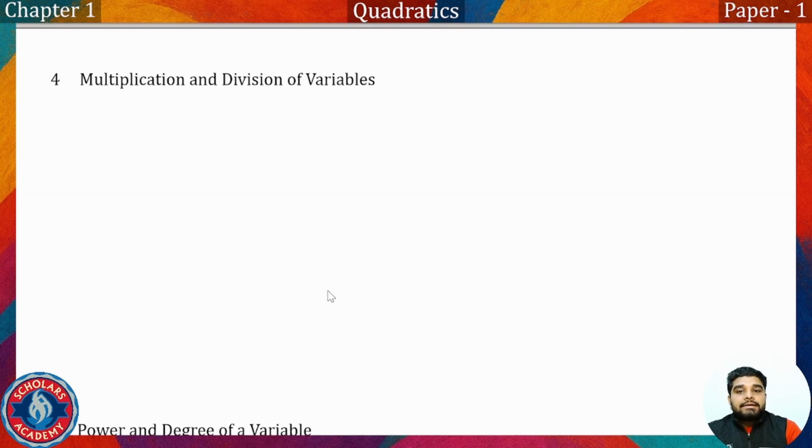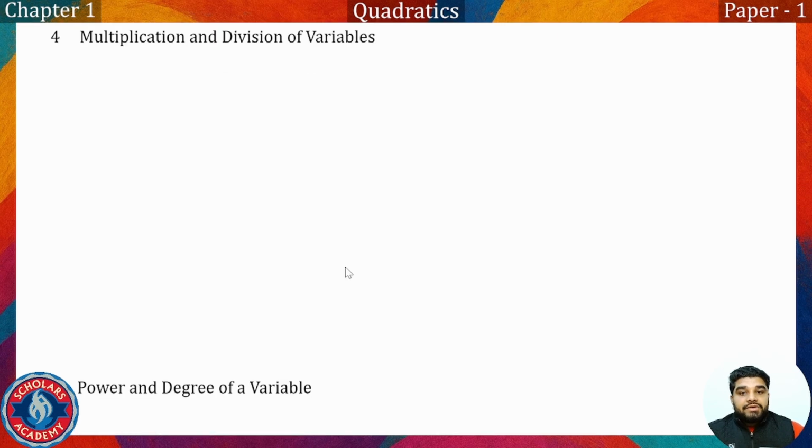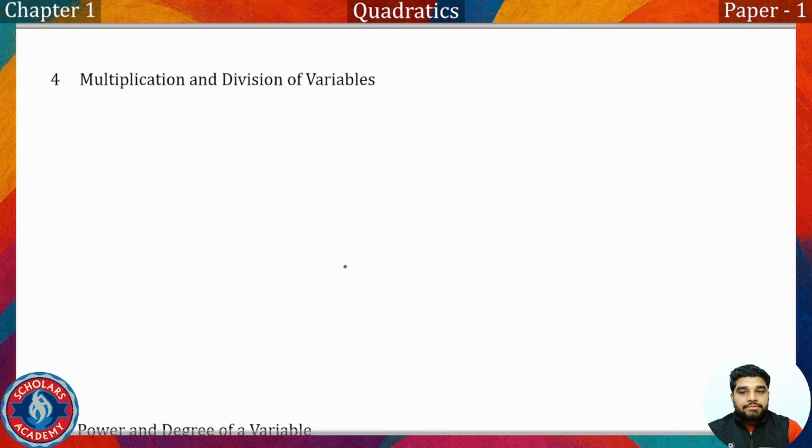Now the next part is multiplication and division of variables. So if I take x, I'm working with x because it's normally used, but we can take any variable. Working of any variable will be same like x.